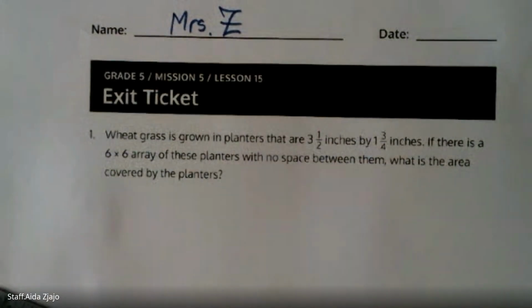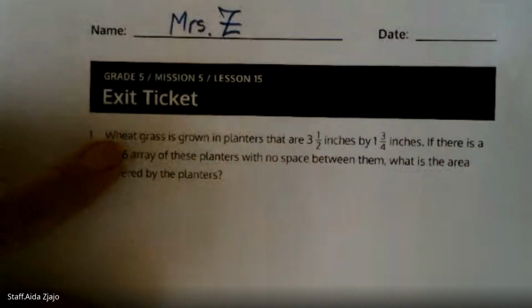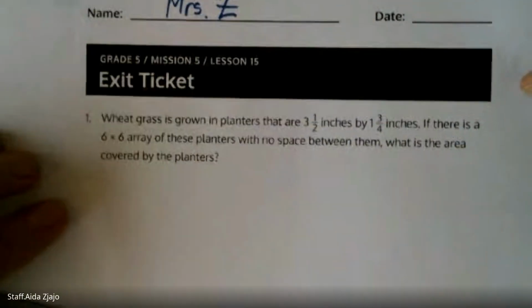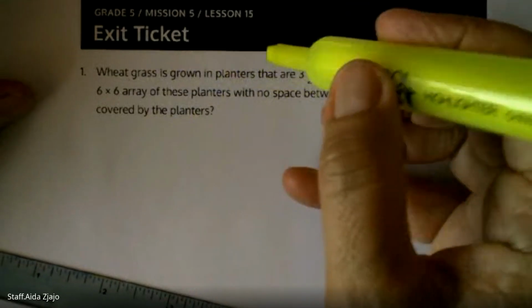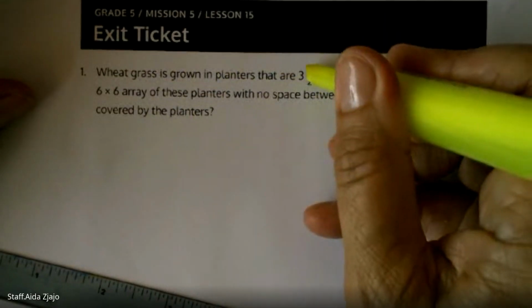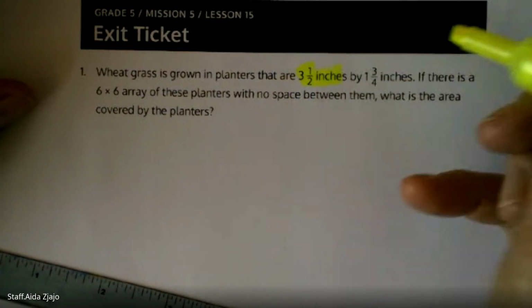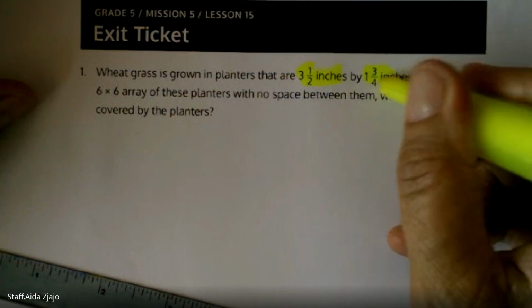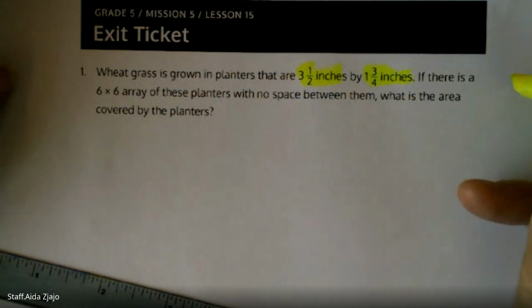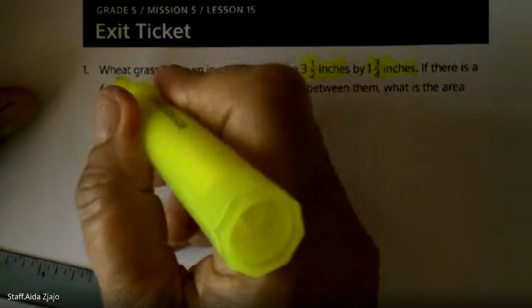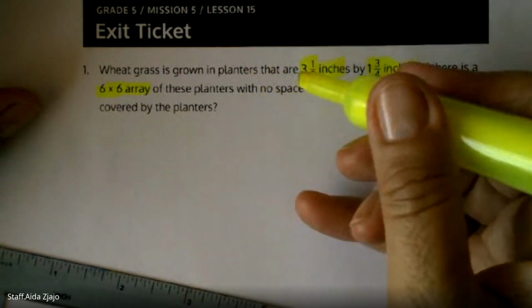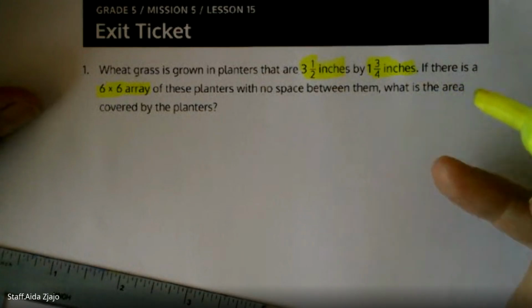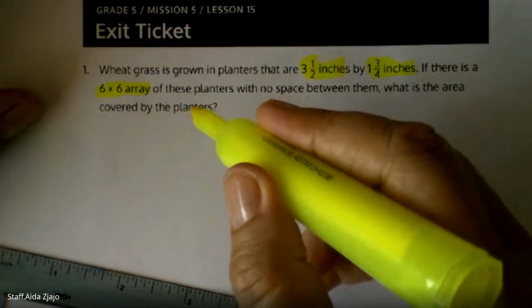It is Grade 5, Mission 5, Lesson 15, Exit Ticket. Wheatgrass is grown in planters that are 3.5 inches by 1 3/4 inches. If there is a 6 by 6 array of these planters with no space between them, what is the area covered by the planters?